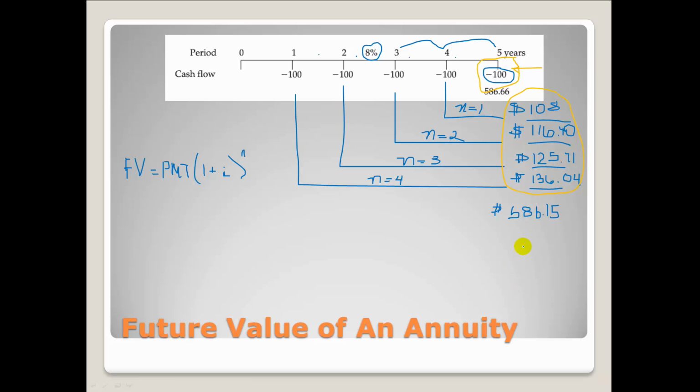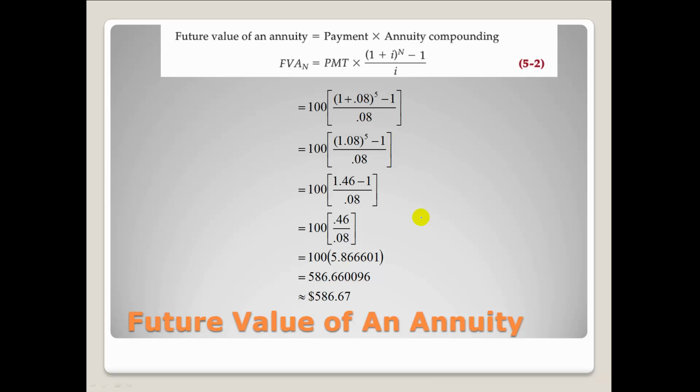Yeah, I'm getting 586.15 on this, but we did this manually. Okay, so let's move over to the next slide. Now, if we apply this formula here, which is a lot simpler, we can use this formula because we have a steady payment of $100.